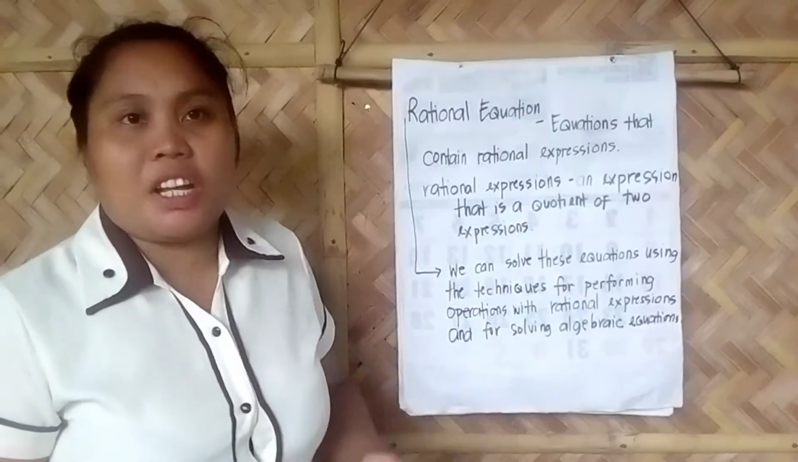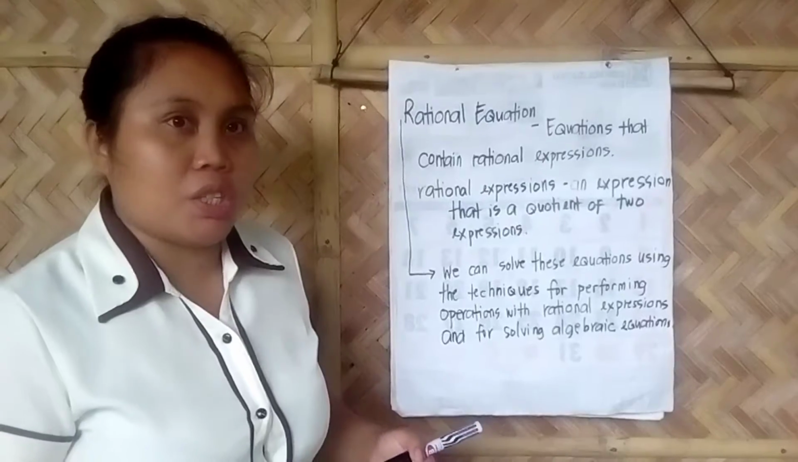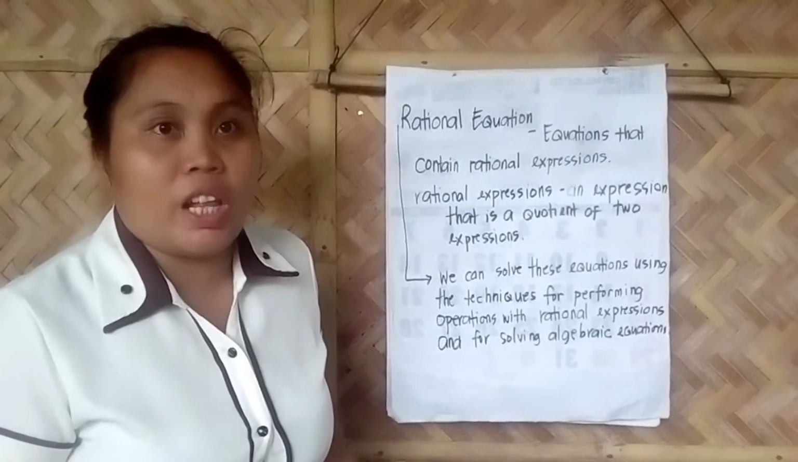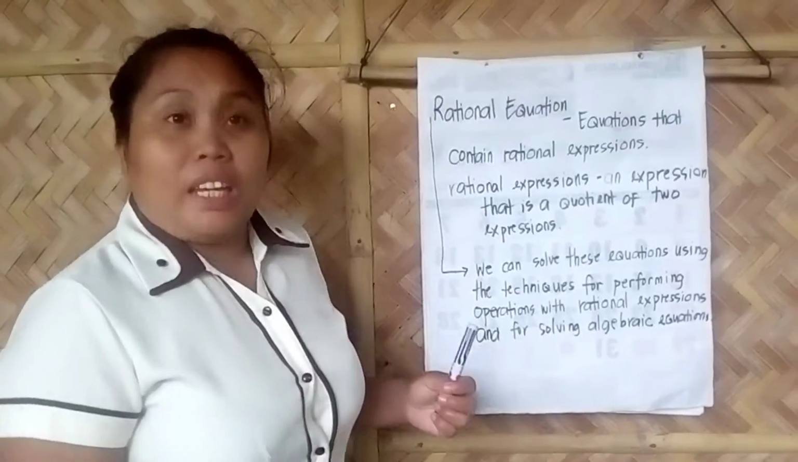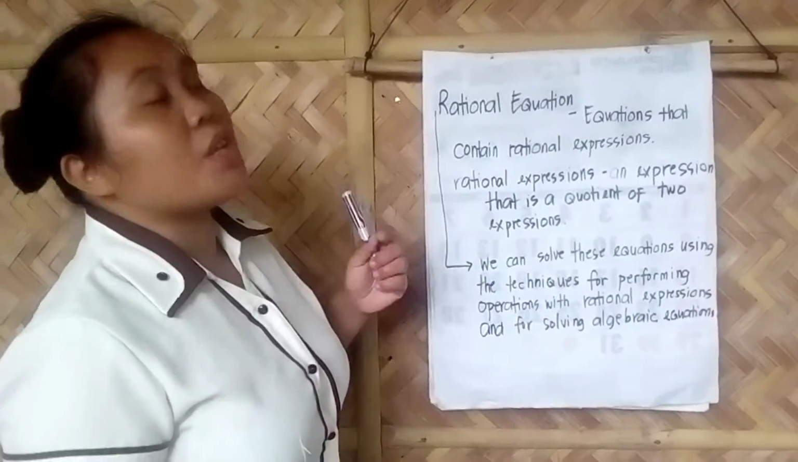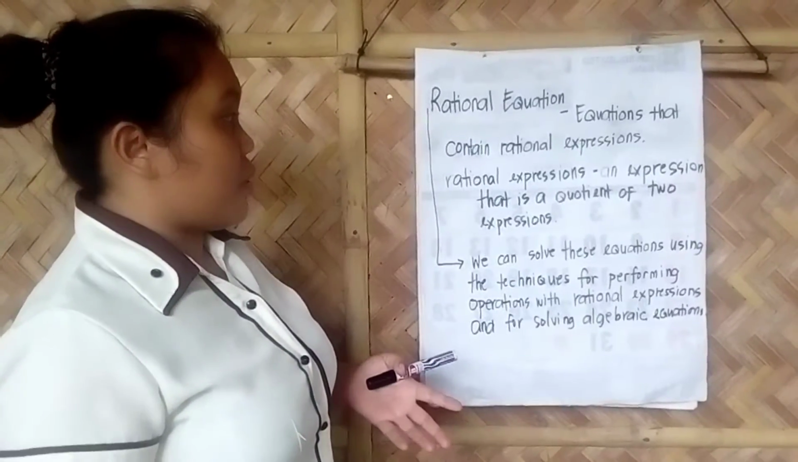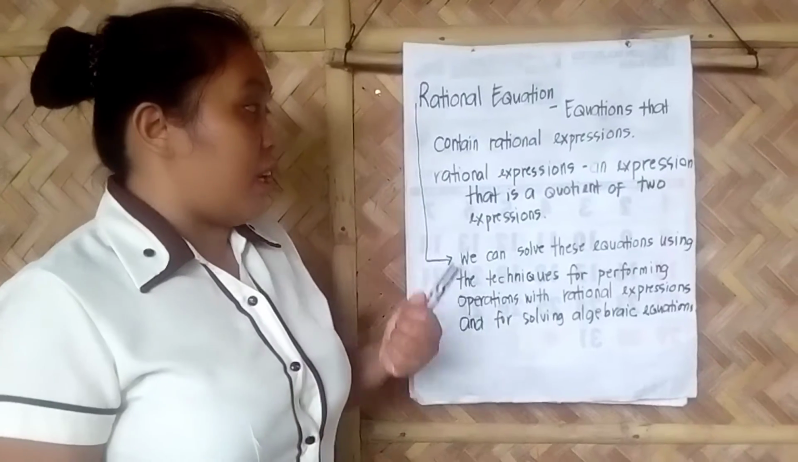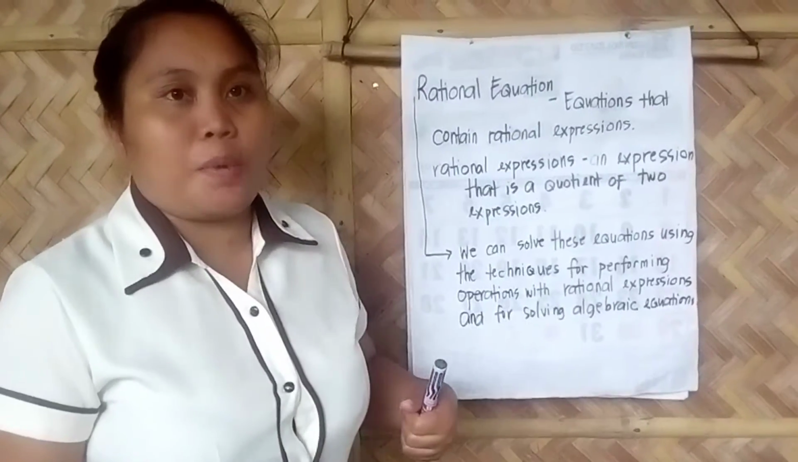So what is rational equation? Rational equations are equations containing rational expressions. And what are rational expressions? Rational expressions are expressions that are a quotient of two expressions.